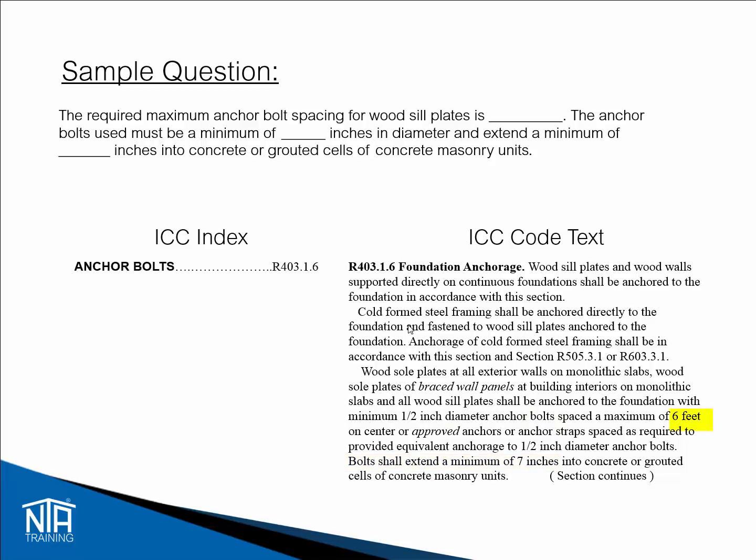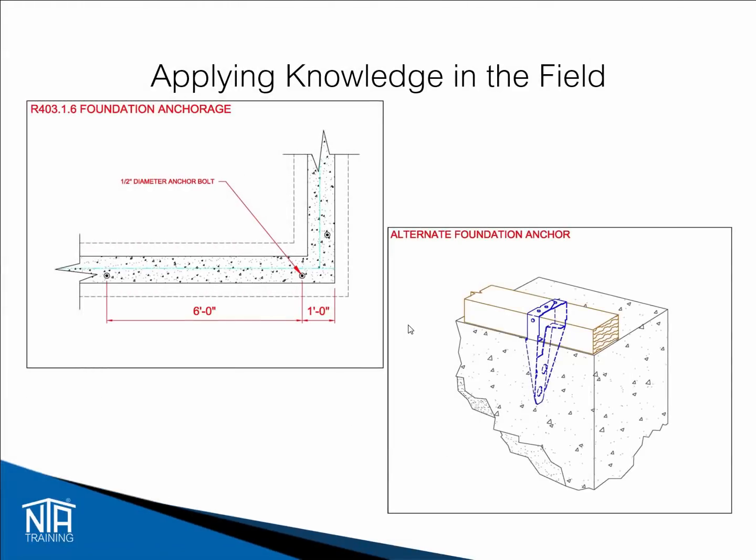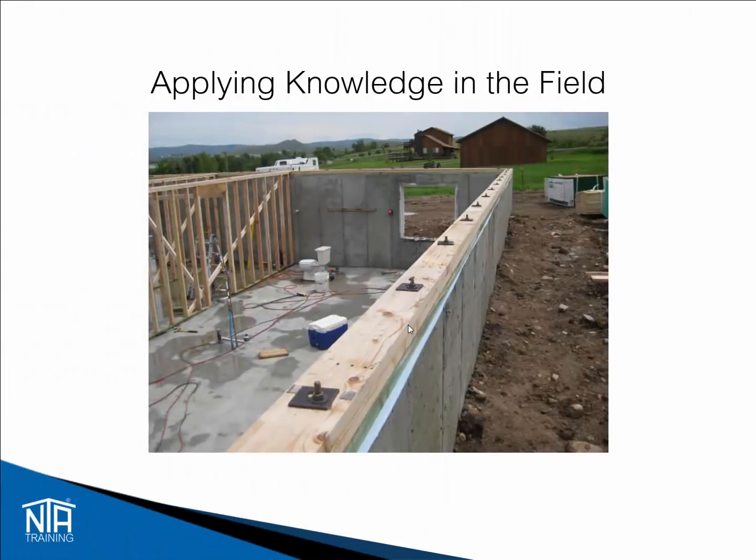Anchor bolts are required to be 6 feet on center and a 1/2 inch diameter and extend at least 7 inches into concrete or grouted cells of block. This illustration shows minimum anchor bolt requirements. In section R403.1.6, it makes reference to other approved anchors. An example of this is shown. The strap shown embedded in the concrete could take the place of the anchor bolts if installed. Here is an example of actual construction showing a wood sill plate with anchor bolts per section R403.1.6.